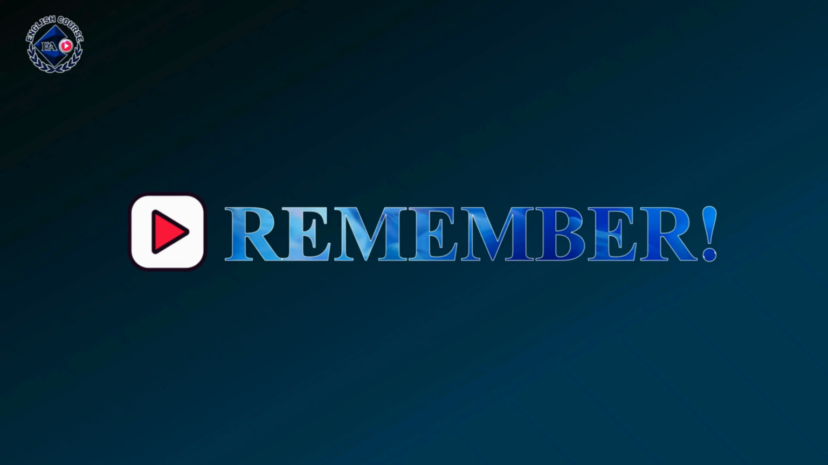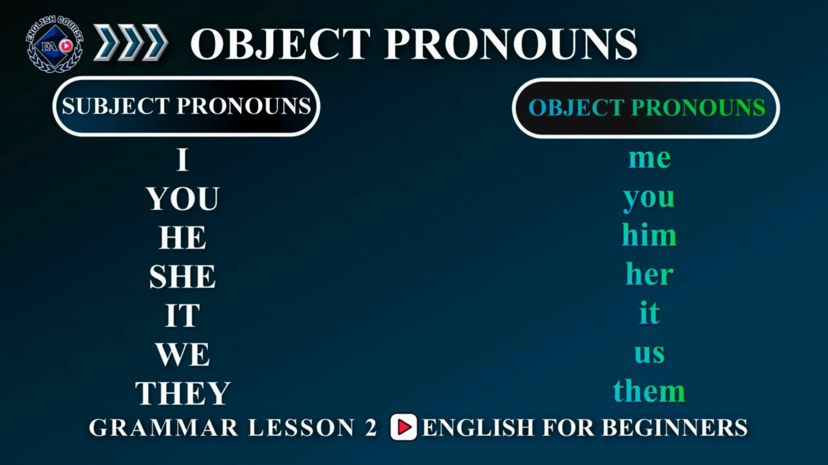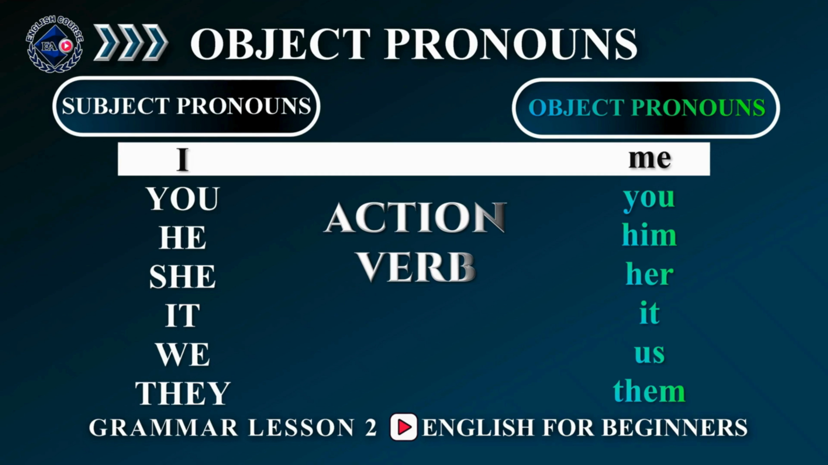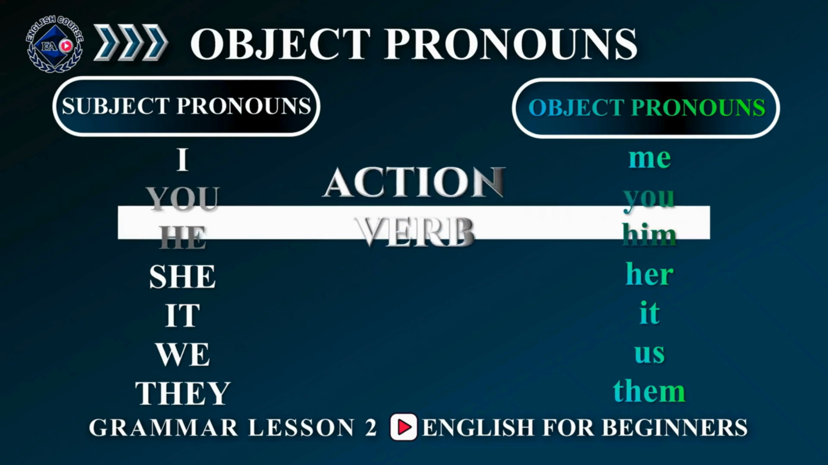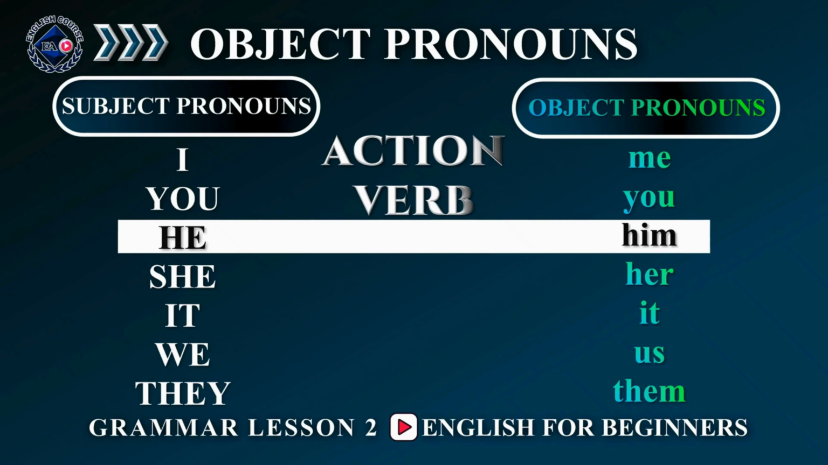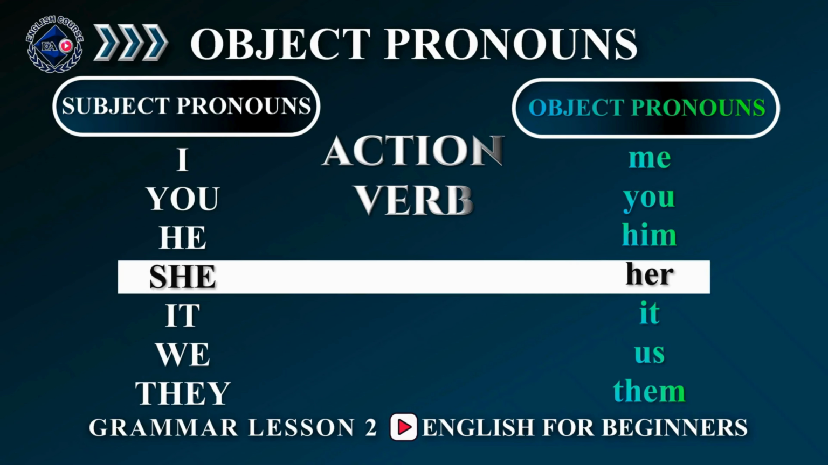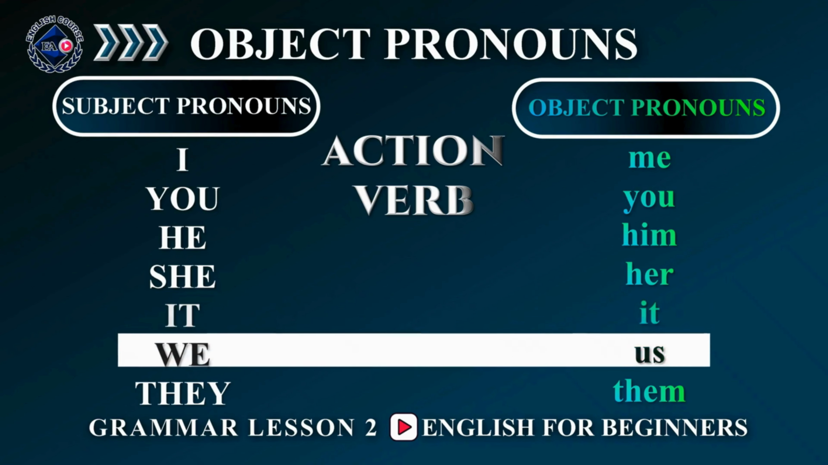Now let me show you how each subject pronoun changes into an object pronoun. Use me when I am not doing the action. You stays the same. It can be used as a subject or an object. Change he to him when he is not doing the action. Change she to her when she is not doing the action. It stays the same as a subject or an object.